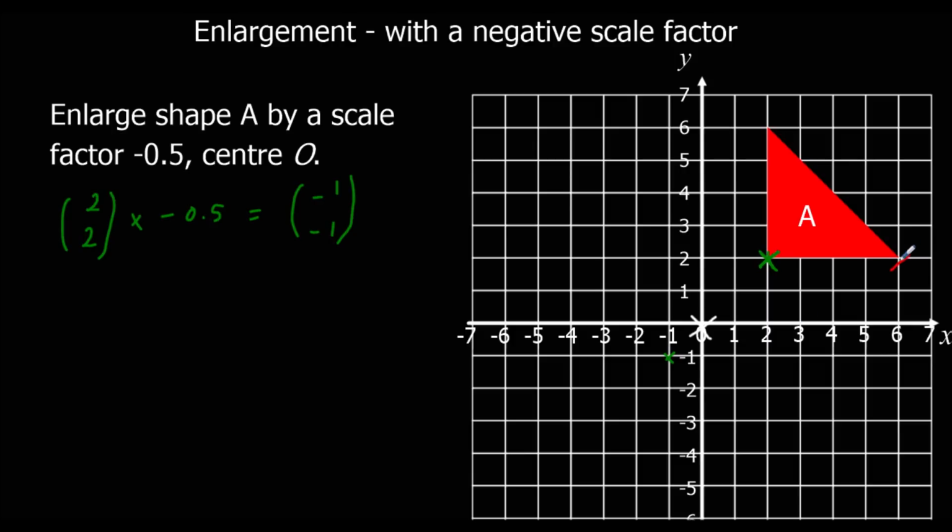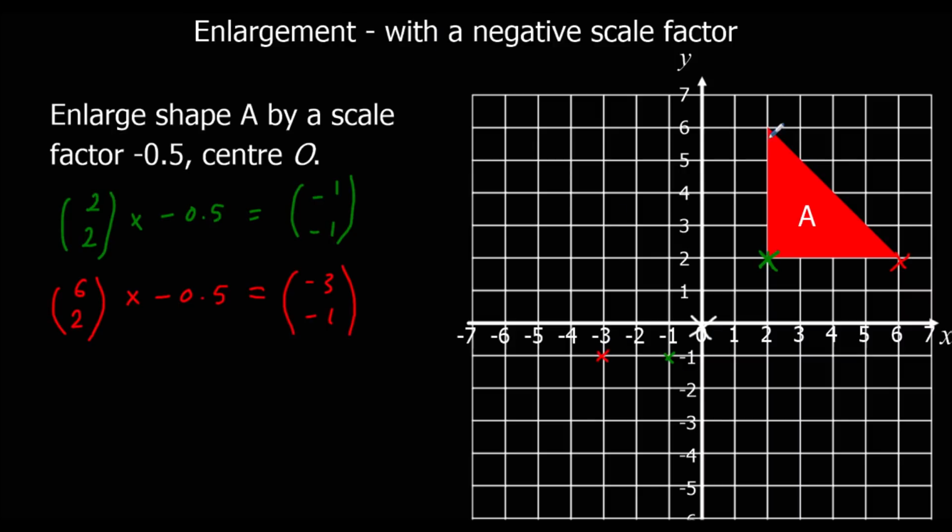Let's have a red point. To get from the centre of enlargement to my next corner of the triangle, it's along 6, up 2. So I've got a vector 6, 2. I'm going to multiply it by the scale factor. 6 times minus a half is minus 3. 2 times minus a half is minus 1. So to get to the new red point, it's back 3, down 1.